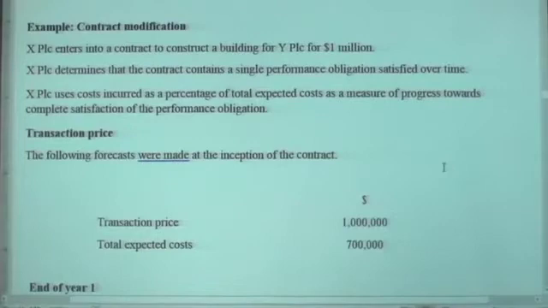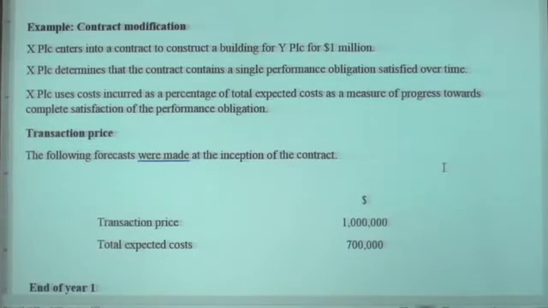Right. Then the next example, contract modification. XPLC entered into a contract to construct a building for 1 million. XPLC determines that the contract contains a single performance obligation satisfied over time. The obligation needs to be satisfied not at a point, but over time. Yesterday we discussed satisfaction of an obligation at a point, at the beginning or end of the period. But in this case, the performance obligation will be satisfied over time.